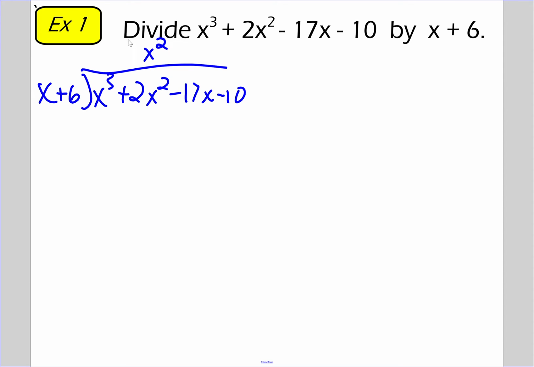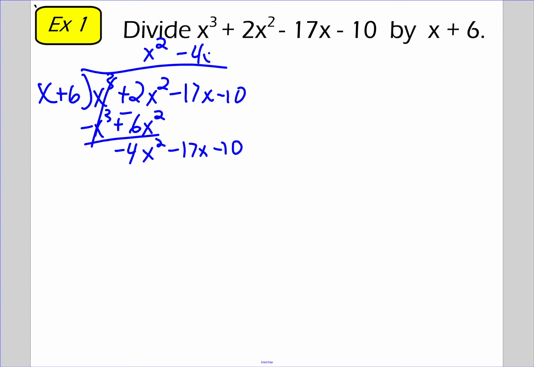We now multiply just like regular old division. x squared times x is x cubed, and then plus 6x squared. We subtract, changing our signs, and the leading term disappears. We have negative 4x squared minus 17x minus 10. The process now continues. Negative 4x times x gives us negative 4x squared, and when we multiply by 6, we have negative 24x. We subtract, change our signs, and we have 7x minus 10.